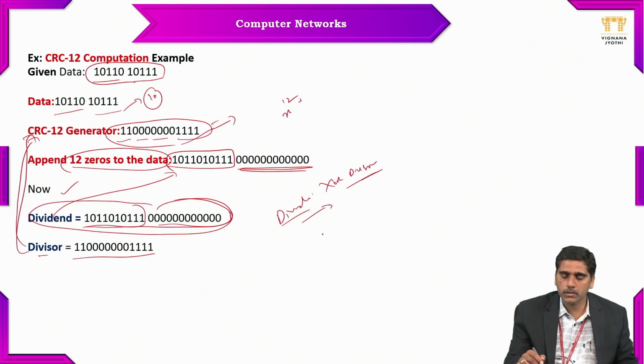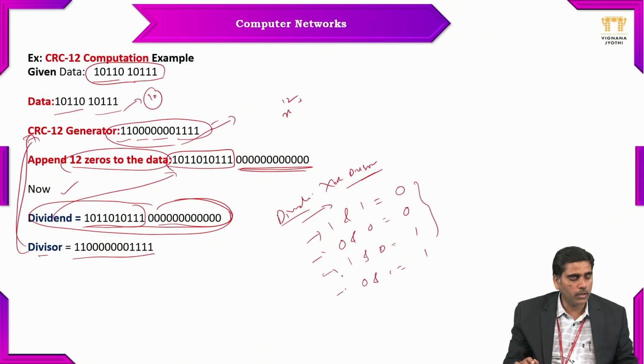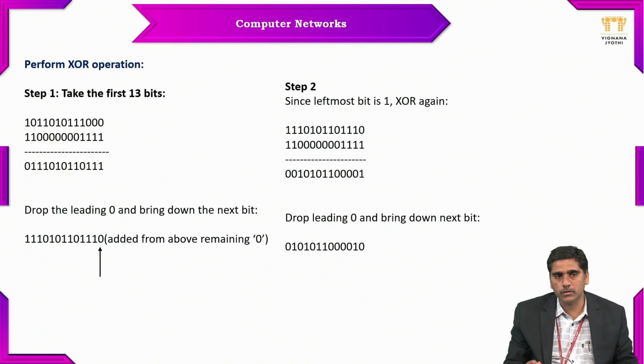During this process, 1 and 1 is 0, 0 and 0 is 0, 1 and 0 is 1, and 0 and 1 is 1. These are the output bits when you perform this XOR operation with 1 and 1, or 1 and 0, and so on. So now how can we compute all these things?